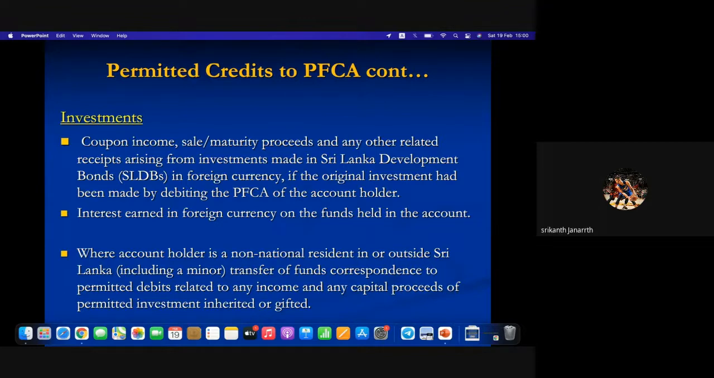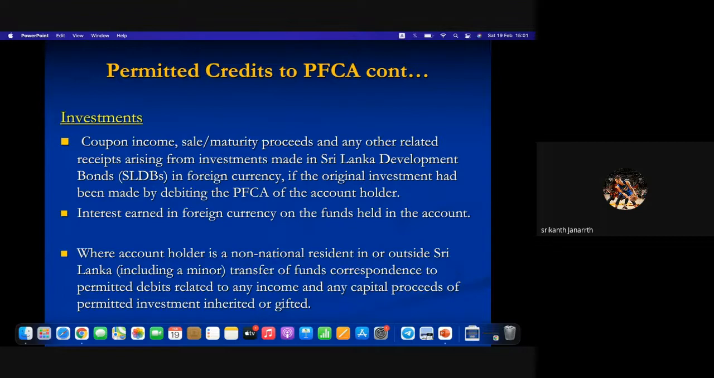He has certain inherited property in Sri Lanka by virtue of his grandparents who were once Sri Lankan, and in their last will nominated him, saying after their demise this should go to him, but that particular person is now a non-national foreigner, right? So the Central Bank has given permission. If you are a non-national, you maintain a PFC account by working here. Then in the meantime, you have some inherited assets, gifted or inherited. Now those sale proceeds can come into the account, including a minor's.